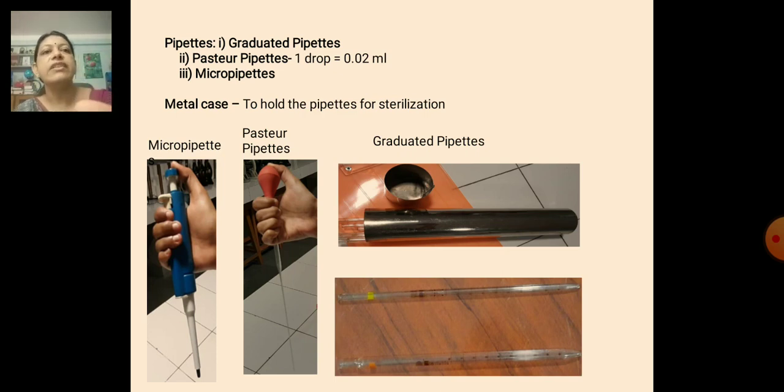Now if you see over here, this is the micropipette. With this micropipette, we can take the quantity of material in microliters. Nowadays there are many types of micropipettes, and they can be of three different ranges. One is 2 microliter to 20 microliter capacity. The other is 10 microliter to 200 microliter capacity. And the third one is 100 microliter to 1000 microliter capacity.